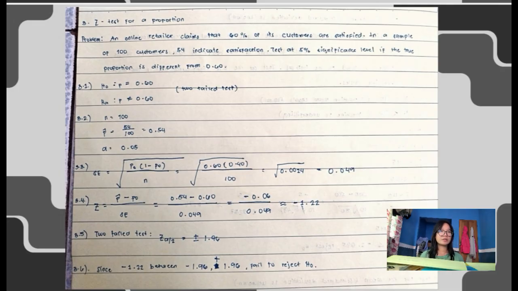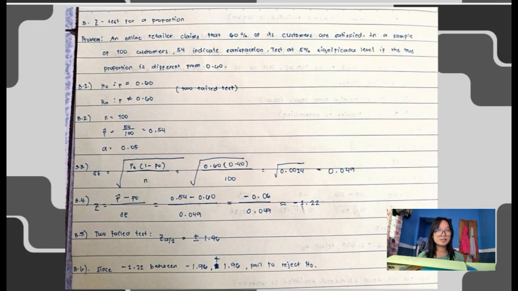As you can see on the screen or in the PowerPoint presentation, there are steps on how to calculate the z-test for a proportion. The first step you have to do is to define the hypotheses. As you can see in the slide, there are two hypotheses, which is a two-tailed test. One hypothesis is equal to 0.60 and the other is not equal to 0.60.